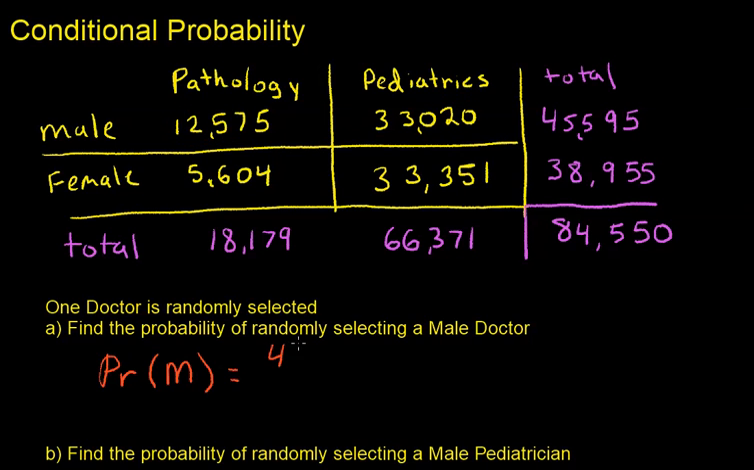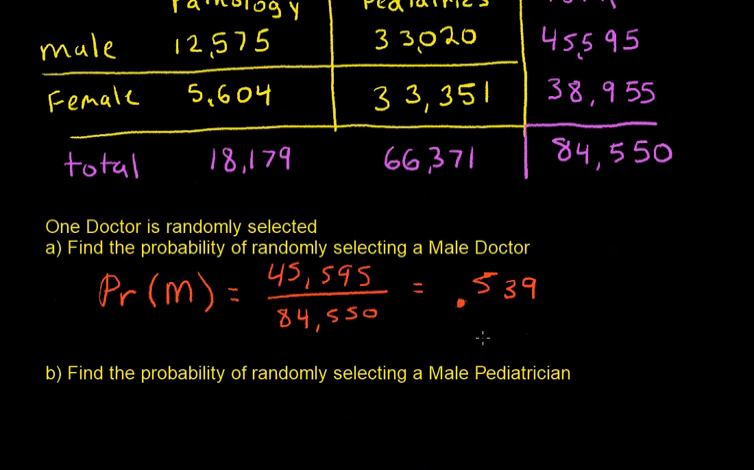We have 45,595 males. Divided by the sample size, 84,550. Okay, so if you divide those two, you should get 0.539. So the probability of selecting a male, slightly more than half. Okay, all right. Next, let's find the probability of randomly selecting a male pediatrician.